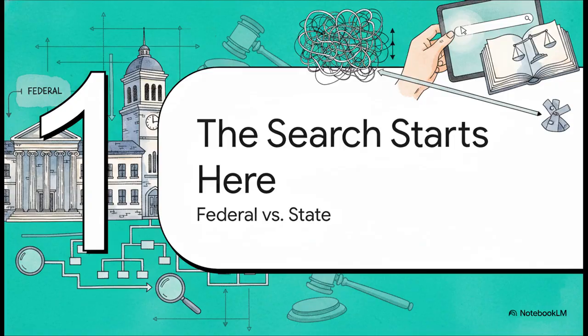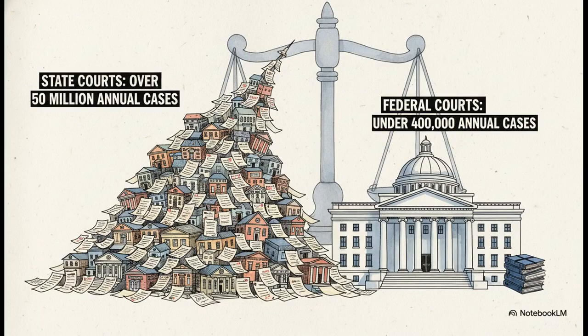Federal versus state. Most people search the wrong system first, so we absolutely need to clarify what you're actually looking for. Most people don't realize federal courts work differently. See, state courts are where 98% of all cases are filed. We're talking over 50 million cases per year, scattered across thousands of local courthouses. Federal courts handle a much smaller, highly specific volume, less than 400,000 cases per year across roughly 200 courts.